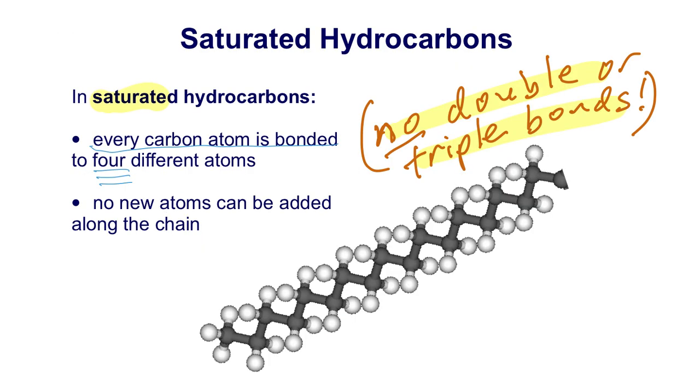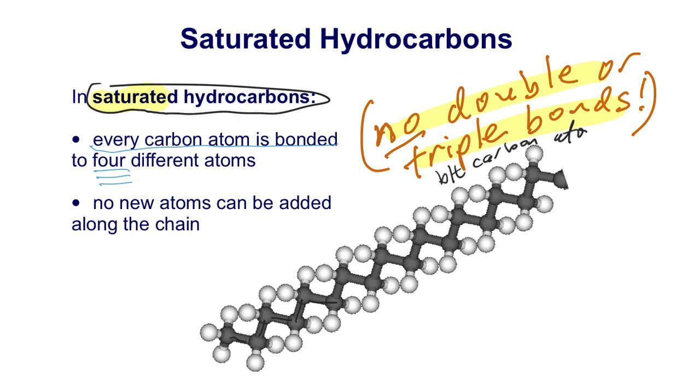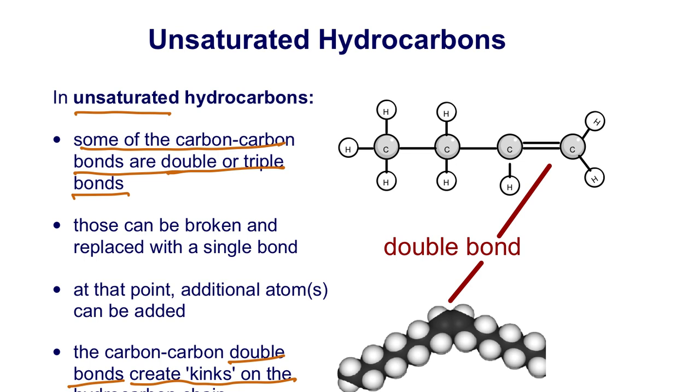If a hydrocarbon only has single bonds between the carbons, then it is said to be a saturated hydrocarbon. There are no double or triple bonds between the carbon atoms in a saturated hydrocarbon. An unsaturated hydrocarbon will have at least one double or triple bond between the carbons. These double bonds cause the hydrocarbon to have a little kink in the chain, a little bend.